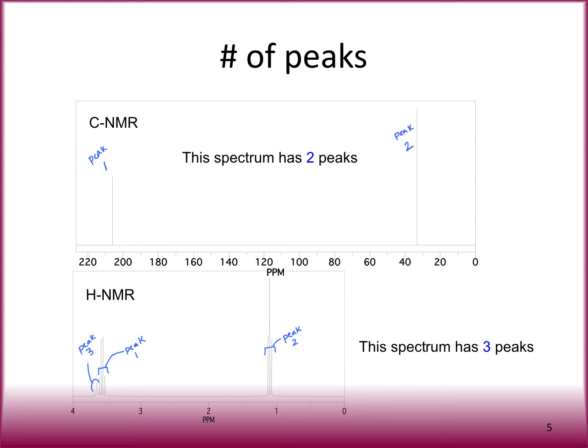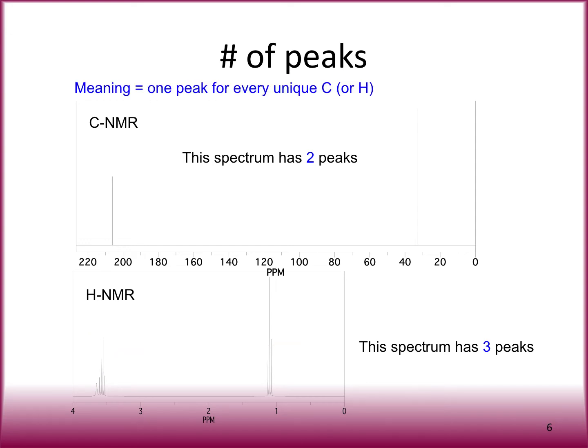So that's great. We know how to count the things, even if they're splitting. But what does this information actually mean to us? Basically, what it means is that every peak that we have is a unique carbon or hydrogen, depending on which type of NMR you're looking at. So the carbon NMR at the top has 2 unique kinds of carbon, and the one on the bottom has 3 unique kinds of hydrogens.